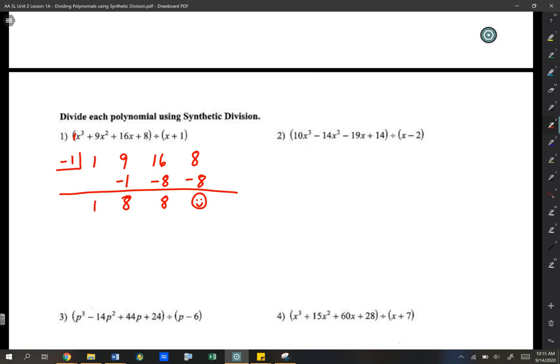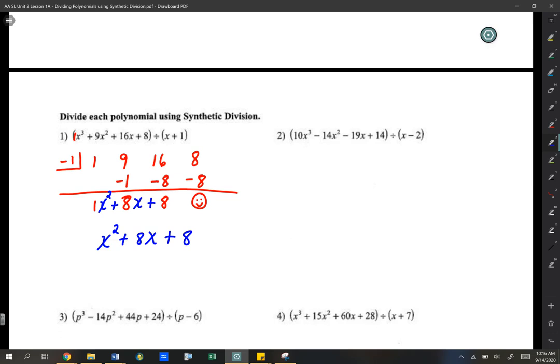So what are we left with? Well, we started out with x cubed, so we've reduced the polynomial by 1, all right? So now what we have is 1x squared plus 8x plus 8. So when we divided x plus 1 into x cubed plus 9x squared plus 16x plus 8, we were left with x squared plus 8x plus 8. The remainder was 0.